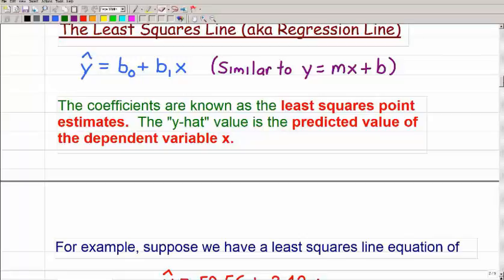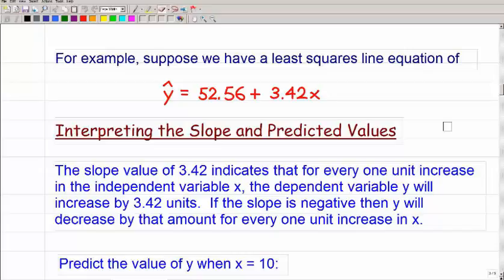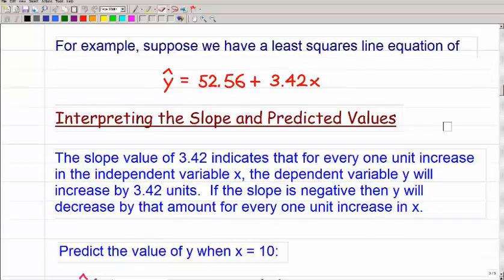So here's an example of a least squares line equation. Y hat equals 52.56 plus 3.42x. Now let's interpret the values from this. Well, the 52.56 is the y-intercept, meaning that's the value you predict when x equals 0. Now the slope measures rise over run, essentially change in y divided by change in x. So that means for every 1 unit increase in x, the dependent variable y will increase by 3.42 units.